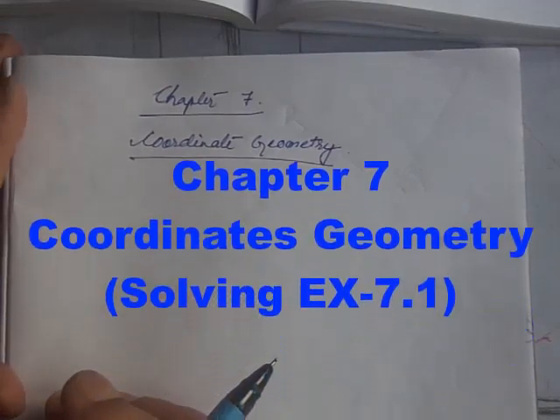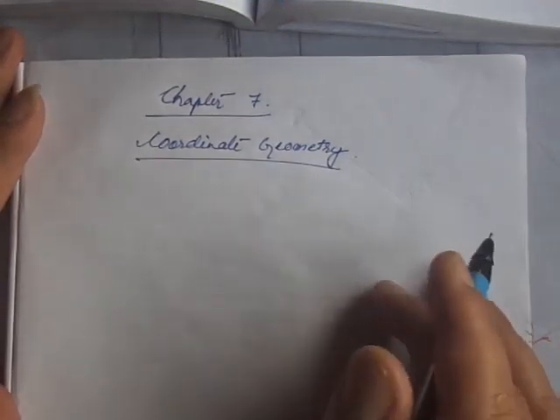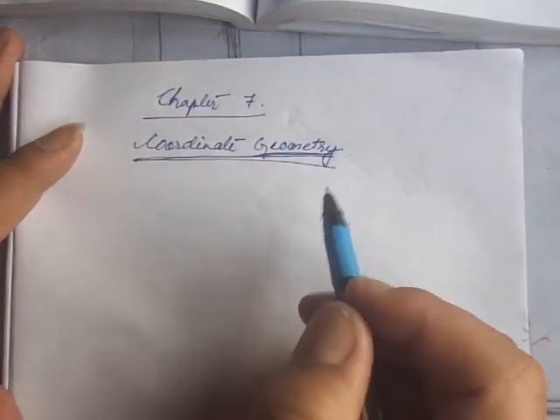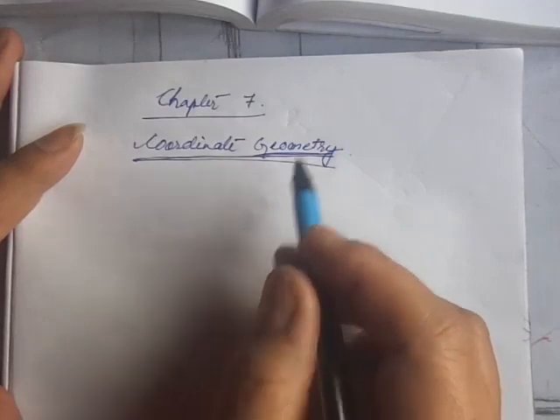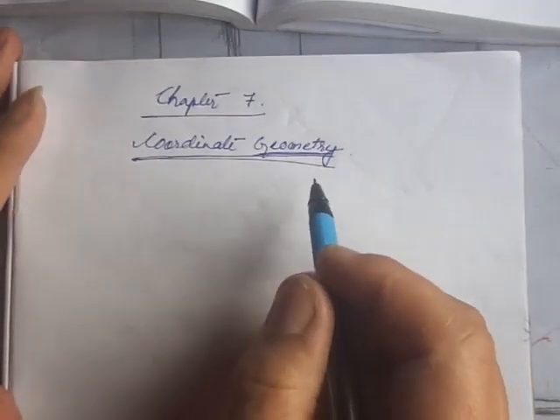Here, chapter 7, coordinate geometry. Let's see what is it all about. So here, coordinate geometry. We know in geometry we learned about shapes like square, rectangle, trapezium, all those shapes, circles, okay?